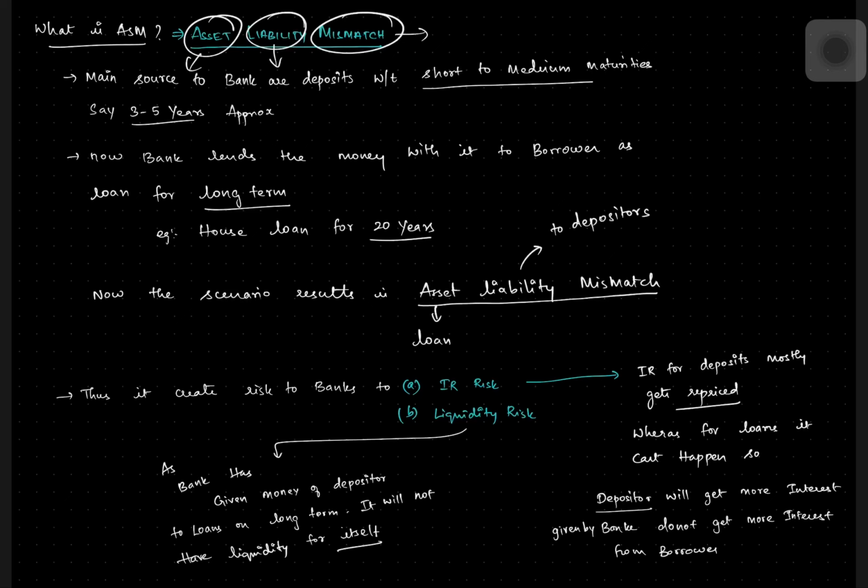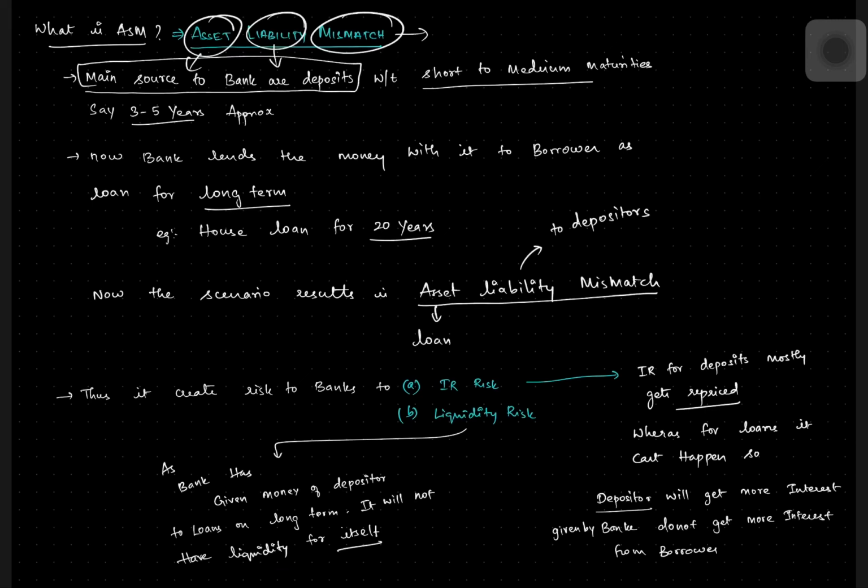Okay, so let's look at the same understanding with respect to banks, and then we'll understand the importance of this asset liability mismatch and how it hinders the lending of the banks, or how much problem it creates for the bank. Okay, so the main source of money for a bank is deposits.